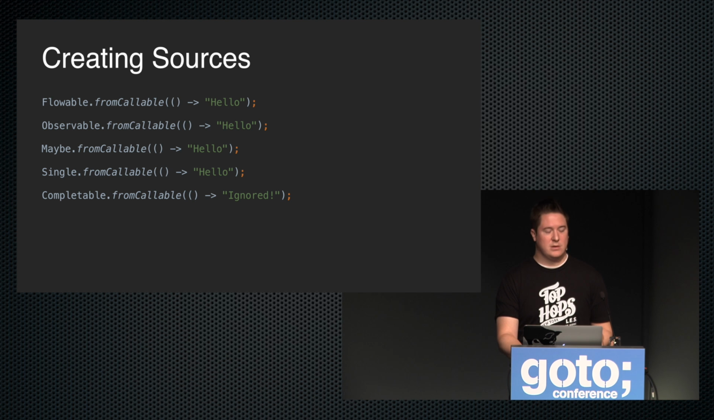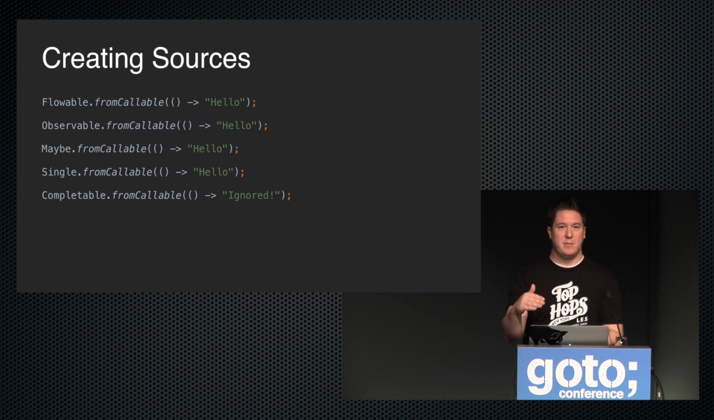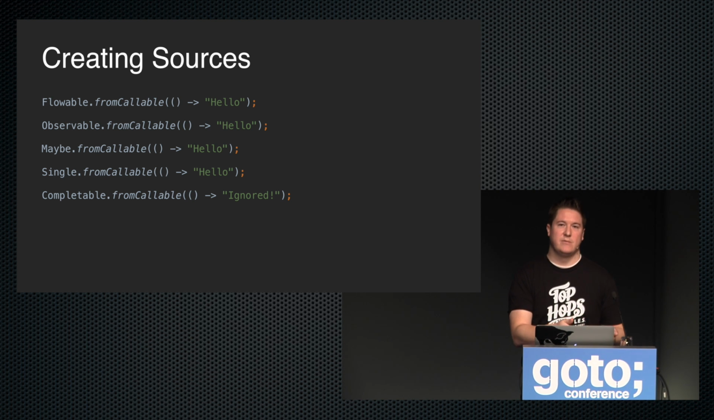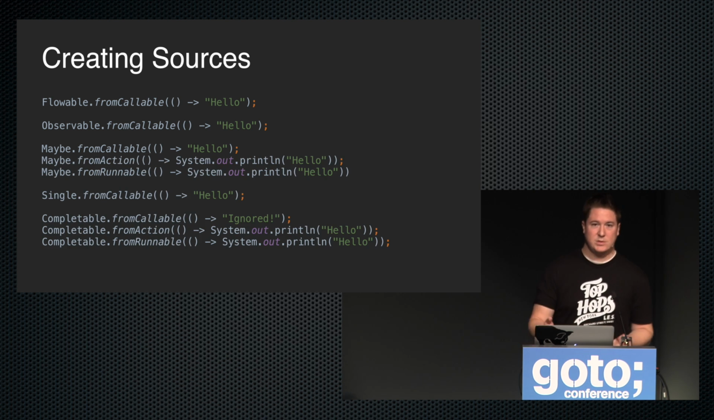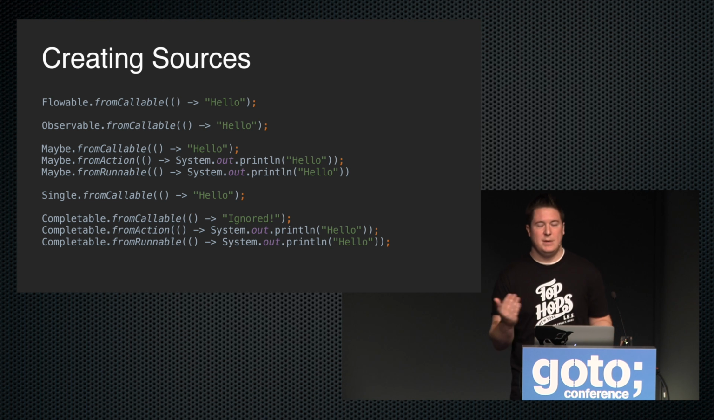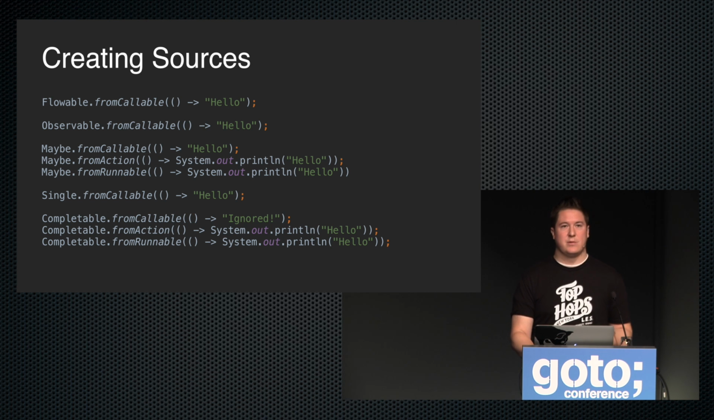FromCallable is available on all 5 types, and so these are for modeling synchronous sources of a single piece of data. It's what you would use a method for in an imperative world, a method that returns a return value. In the reactive world, FromCallable is what you use to model that. There's also 2 additional methods on both maybe and completable, and those allow you to model things that don't return a value. So, like I said, basically just a runnable, except that runnable is now reactive.